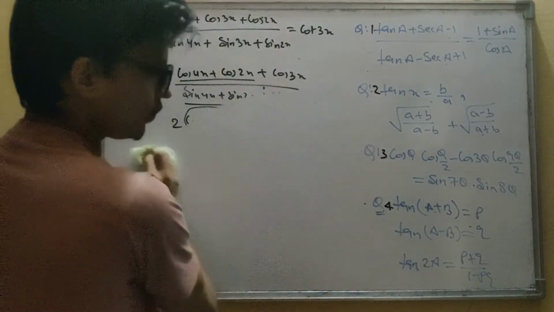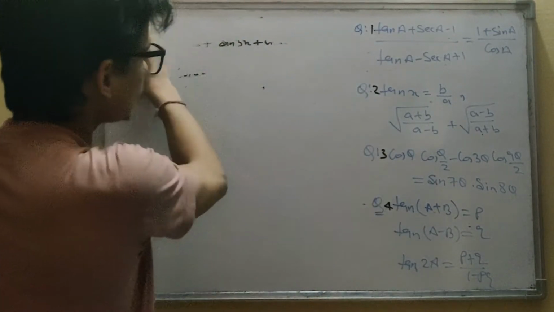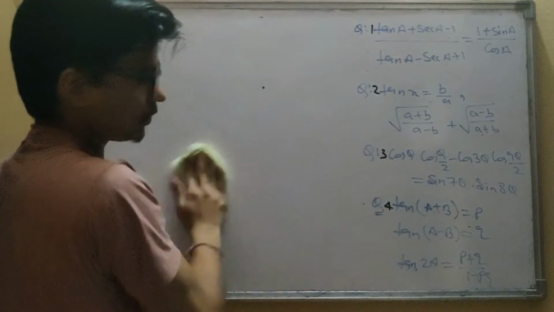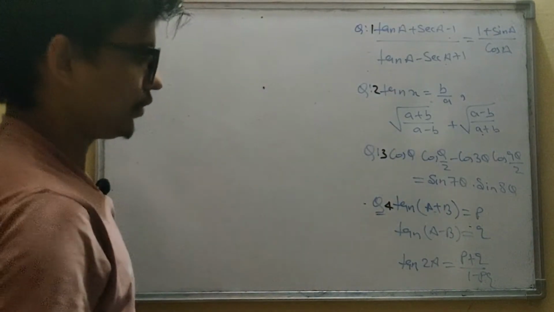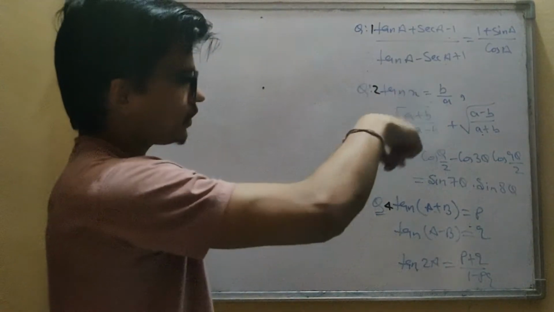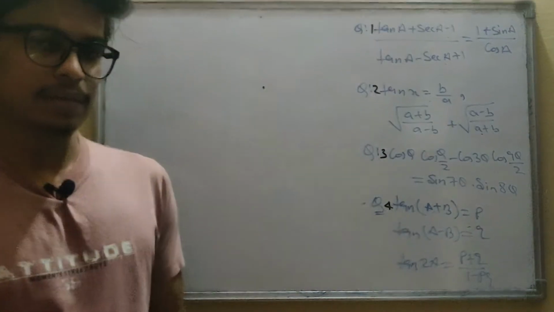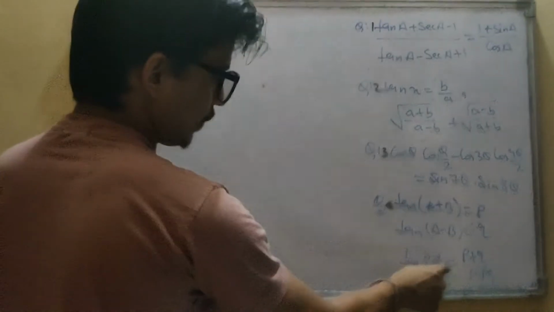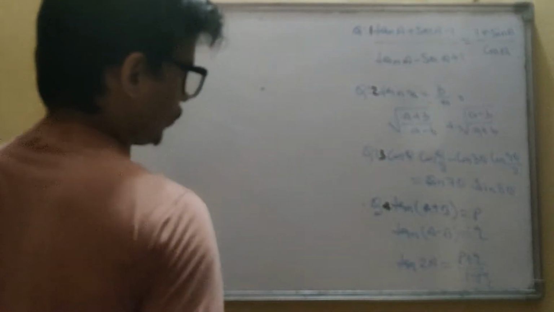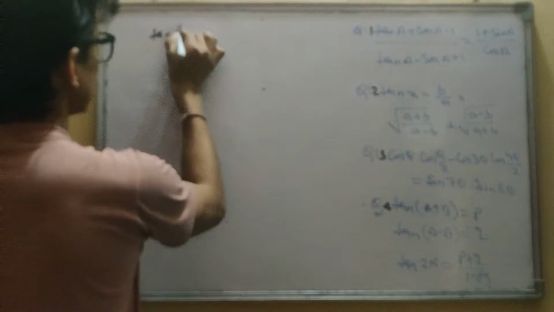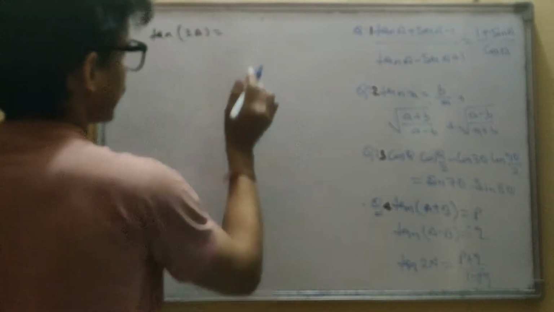Now let's move to the fourth question. I think I already told you about this kind of question, right? It is important. These questions are from the exemplar, and the exemplar has some pretty good questions. So you need to solve this also. Now this is what we have, and we have to get the value of tan 2A. For tan 2A we have to prove something.